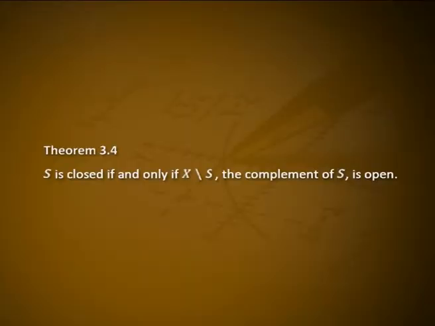Up to now, we still do not see clearly how closed sets are related to open sets. The following theorem tells us. Theorem 3.4. S is closed if and only if X minus S, that is the complement of S, is open. Proof: if S is closed, take x in its complement, then x is not a limit point of S.